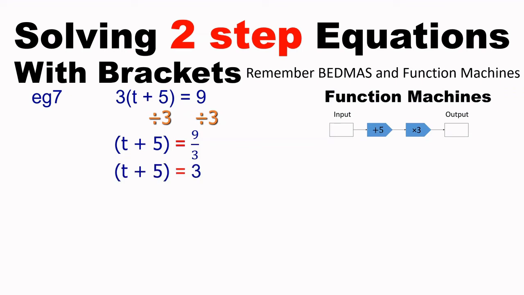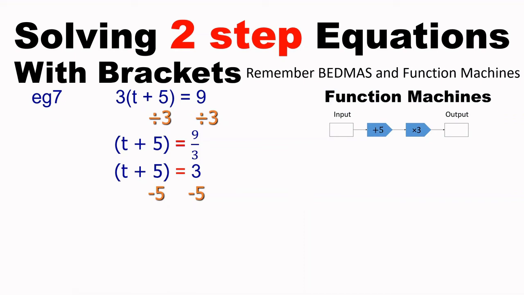Now we still have a 5 that's over here bothering our t. We want our t on its own. We've gone through our function machine backwards. We've gotten rid of that multiply by 3 by dividing by 3. Let's get rid of that plus 5 by subtracting 5 from both sides.